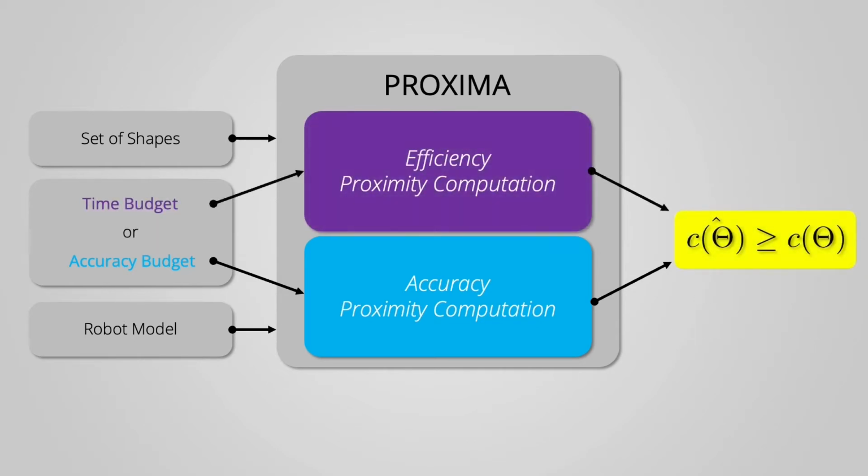Further, both the time-budgeted and accuracy-budgeted versions of our algorithm are able to guarantee that the output value is a cautious approximation that is bounded from below by the ground truth value, meaning the safety of the robot or surrounding obstacles can be ensured in downstream applications. So how do we achieve all this? At a high level, our algorithm involves the following steps.